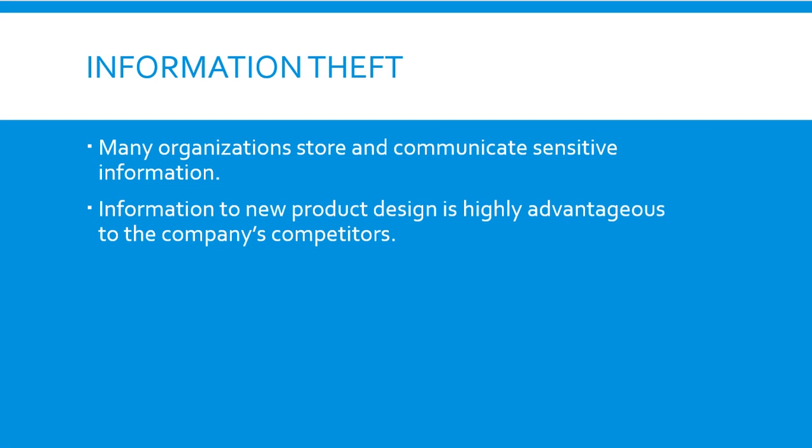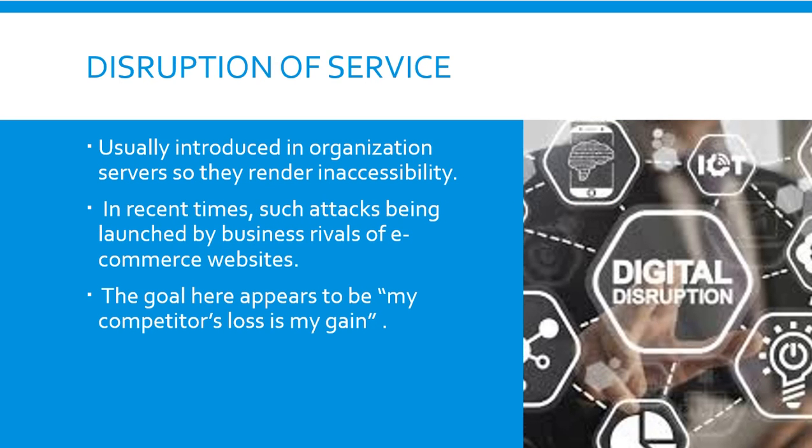Next, we have information theft. Many organizations store and communicate sensitive information. So this information, for example a new product design, is highly advantageous to the company's competitors. The next one is disruption of services. These attacks are usually introduced in organization servers, so they render them inaccessible. This is very common nowadays because such attacks are launched by business rivals of e-commerce websites. So the goal here is, my competitor's loss is my gain.